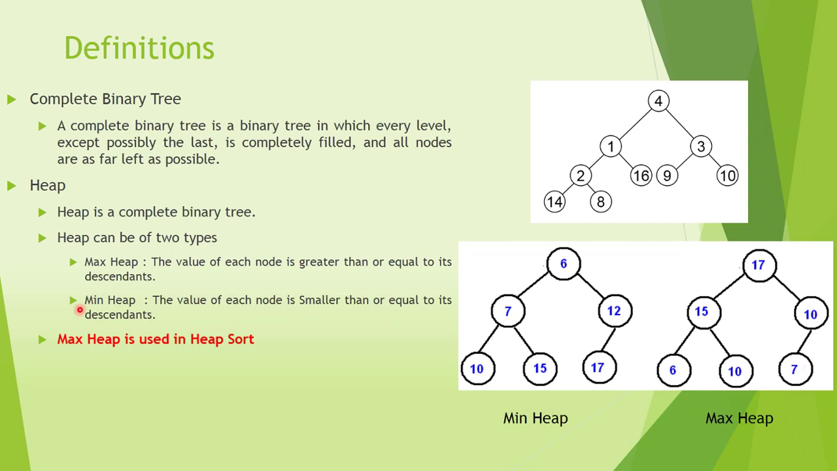So next is min heap. In this one the value of each node is smaller than or equal to its descendants. So here is the example. Here we are studying heap sort. So heap sort uses max heap.